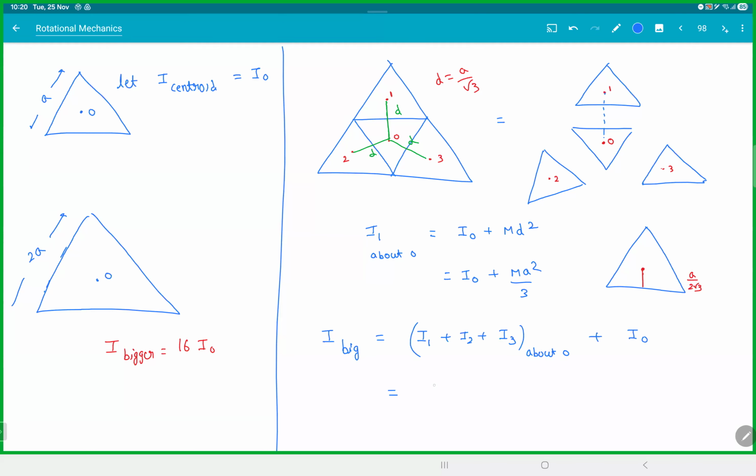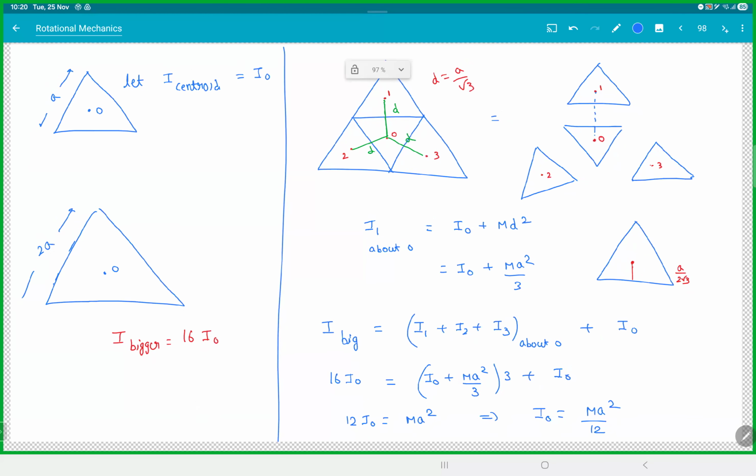And how much is this then? This is I naught plus MA square by 3, three times, plus I naught, and the big triangle is nothing but 16 I naught. That would be 16 minus 4, 12 I naught is equal to MA square. That will give you I naught is equal to MA square by 12, where I naught is the moment of inertia about the centroid.